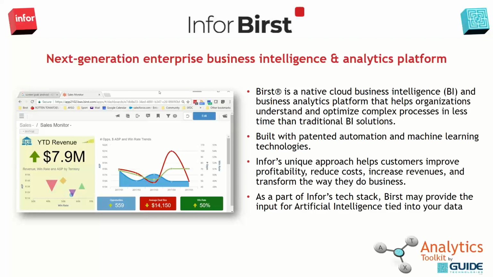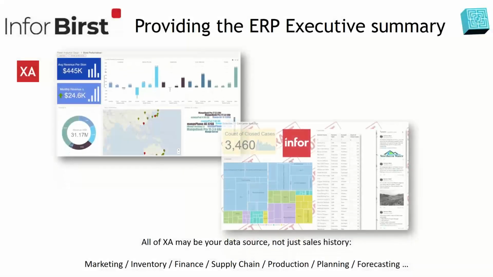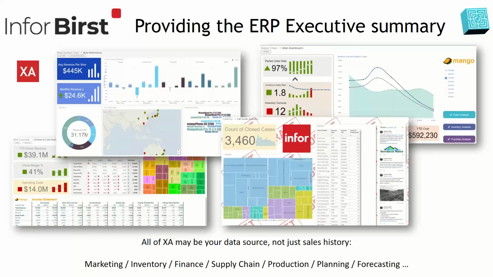Birst now takes away the requirement of summarizing all that data and creating that source, so you can go right to the graph. But we still need to get to the data. That's the key thing. So Birst is providing that ERP executive summary. We're not, again, just looking at sales history. We can look at marketing information, inventory, finance. Again, any function in the system.